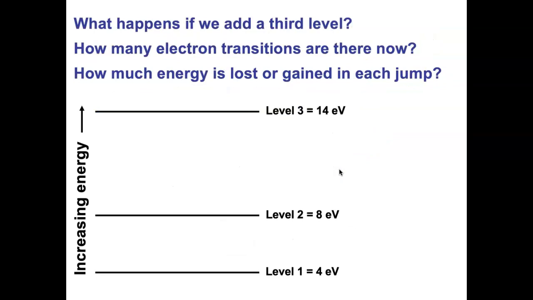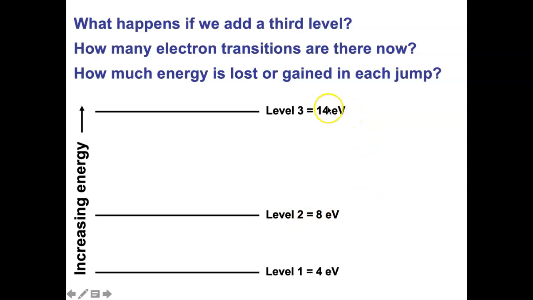What kind of light is this? What is this light going to look like? Well, in order to understand the light that we see, we need to look at the energy levels themselves. So let's make this a little bit more realistic. Let's pretend that there are 3 energy levels in this atom. If the electron is in level 1, let's say it has 4 electron volts of energy. I'm just making up these numbers to make the math easy, to illustrate the point. In level 2, the electron has 8 electron volts of energy. In level 3, the electron has 14 electron volts of energy.